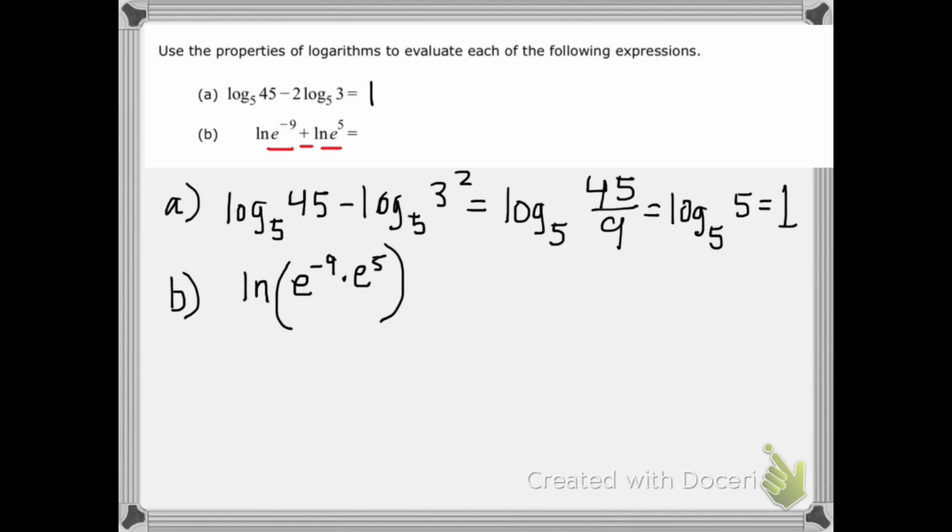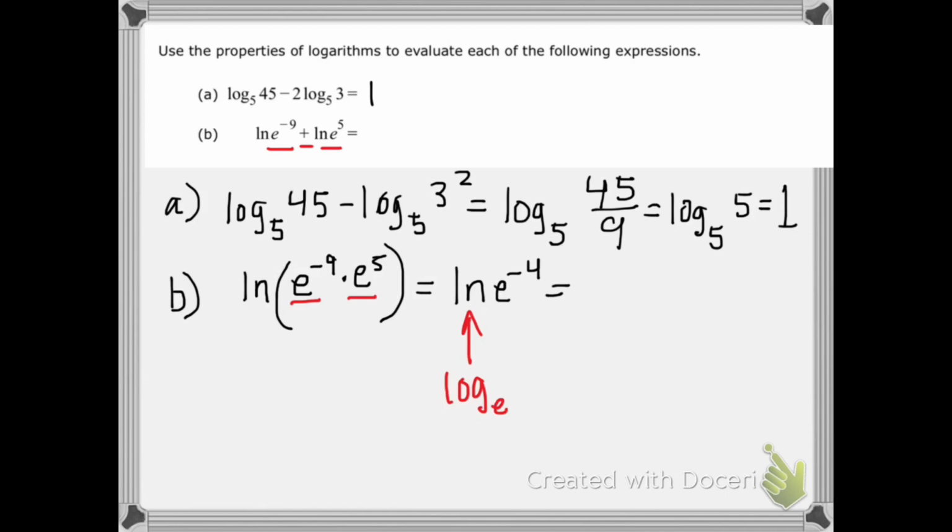When I'm adding two log expressions that share the same base, I multiply the arguments. I don't know if I said add earlier, I might have, but we multiply the arguments. Multiplying the arguments, we simply use the laws of exponents: ln, and then I have a common base of e to the negative 9th times e to the 5th. So I'm going to add the exponents, and I'll get e to the negative 4. Hopefully we understand that ln is log base e.